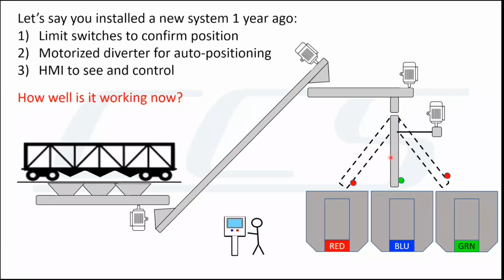We have this diverter, this piece here of the equipment. We can see it has three positions, and each position sets up the diverter to be over one of these hoppers so that we can move the product to the appropriate place. We even have an HMI screen to see this in a graphical way and control the whole system. What more could we ask for? This is what we've been dying for. So the question we want to ask is, how well is it working now?